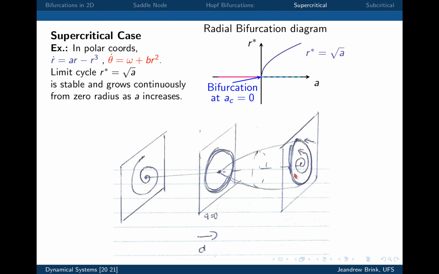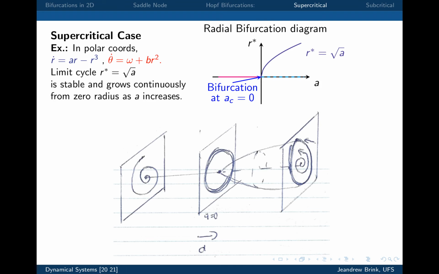So if you were in the tutorial yesterday, you would have seen actual examples of how this occurs. The flutter, where the plane was stable, and then as the speed increased, the thing started oscillating with a certain frequency. That was an example of this type of bifurcation.